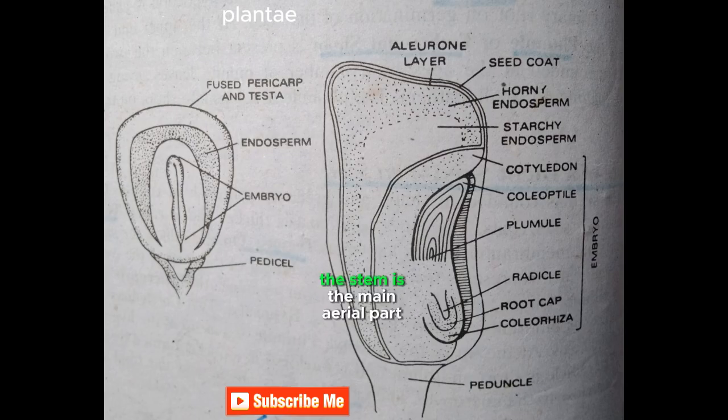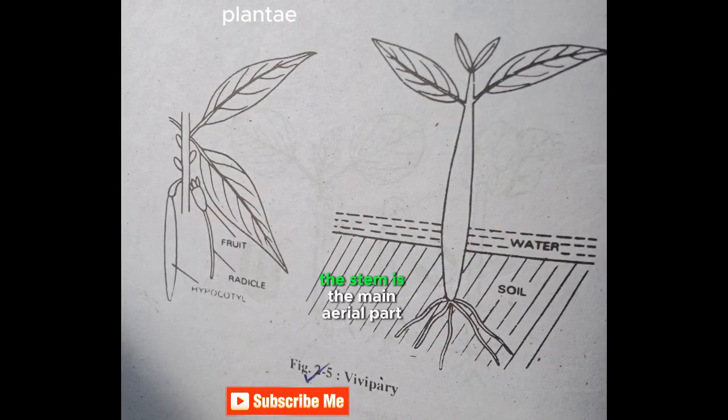Stem. The stem is the main aerial part of the plant. It supports branches, leaves, flowers, and fruits, and acts as a strong transport system, connecting roots and leaves through xylem and phloem.